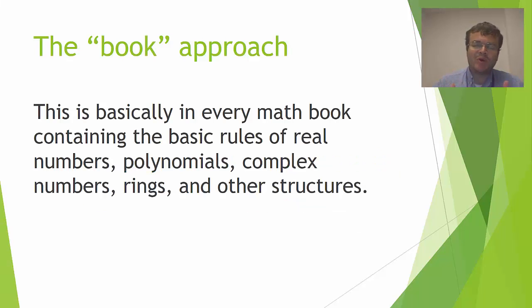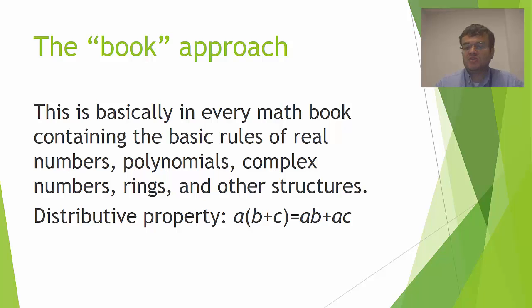So, usually you get the book approach. The book approach is whatever you will find in a book talking about real numbers or complex numbers or polynomials, or even rings if you go a little beyond, and you're going to get the definition. Distributive property means a times (b plus c), so one factor times another factor that contains addition or subtraction. A times (b plus c) is going to be a times b plus a times c. So it's called distributive because the a gets distributed over the b plus c.